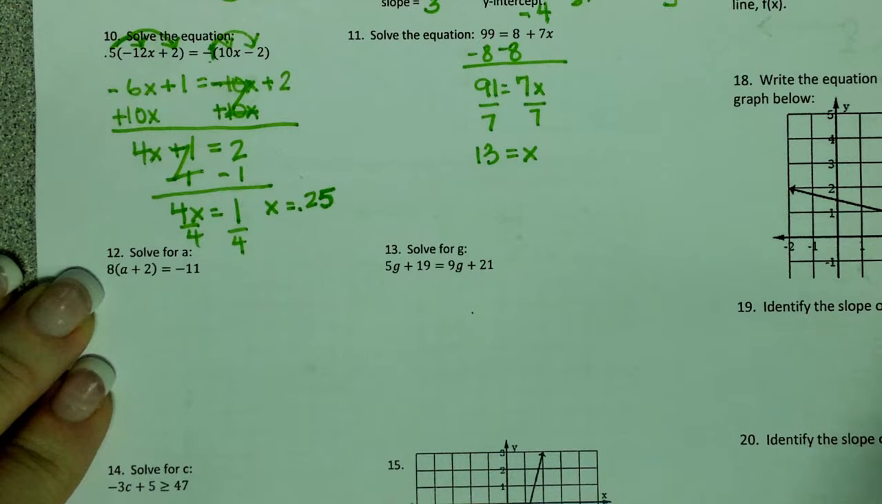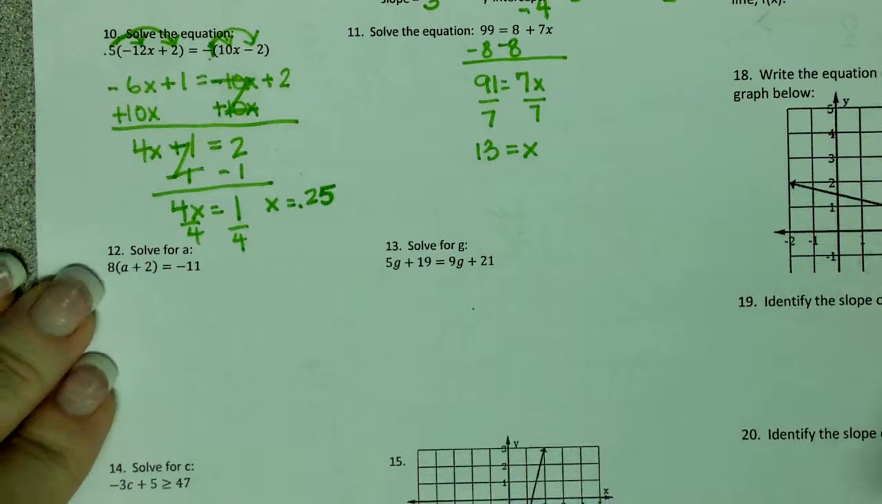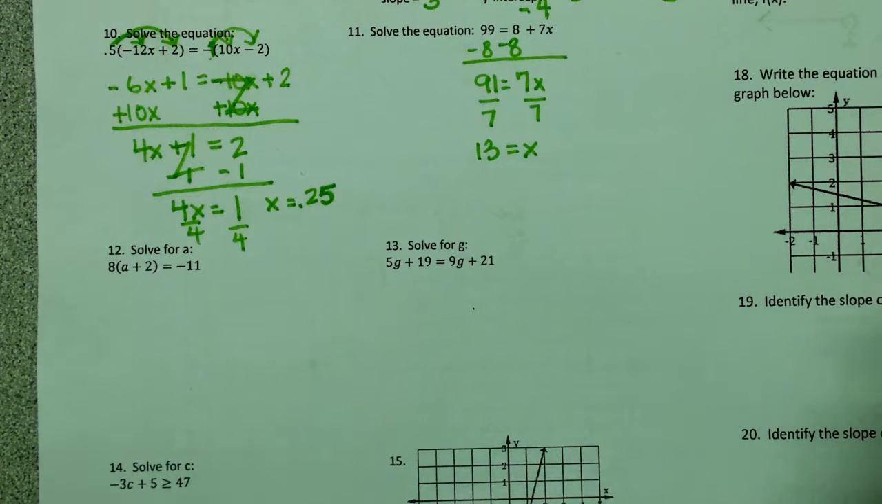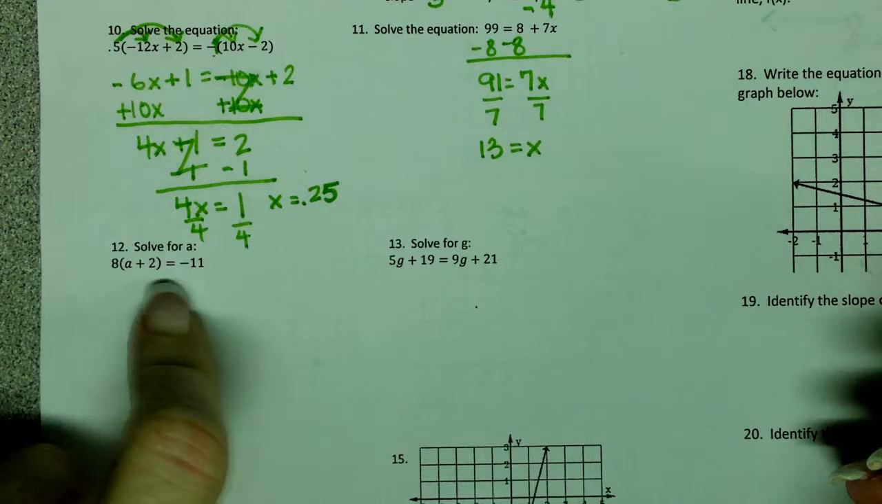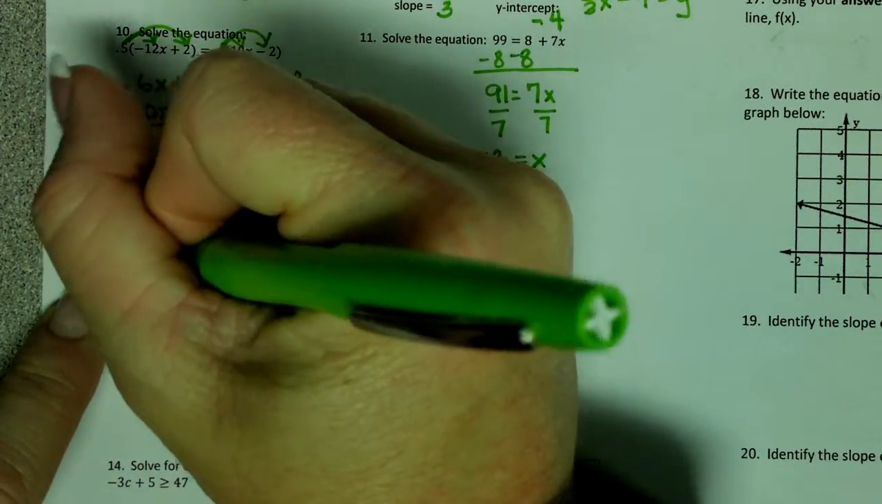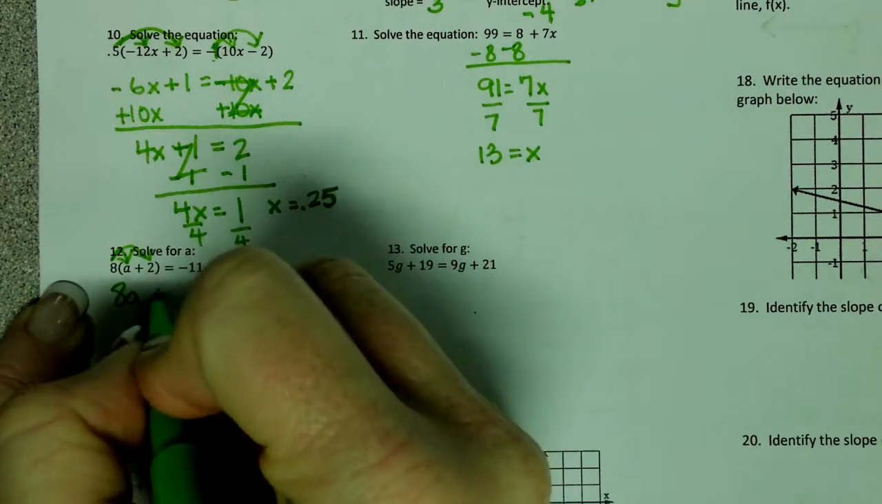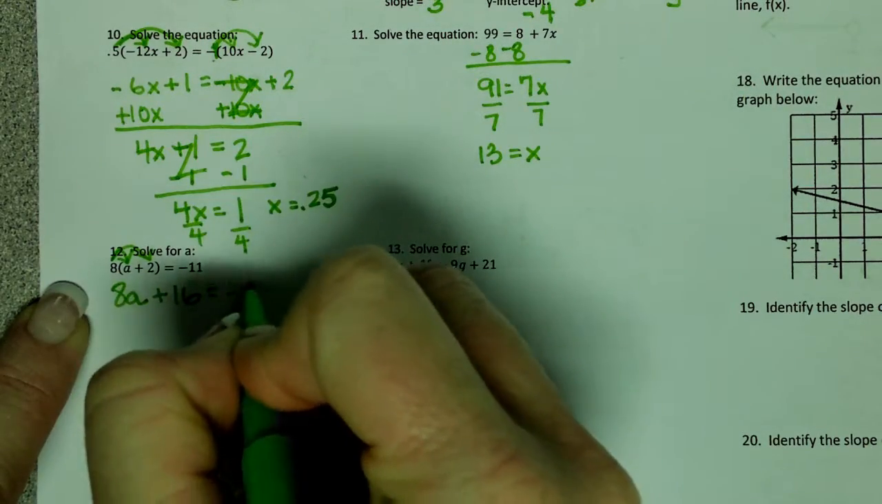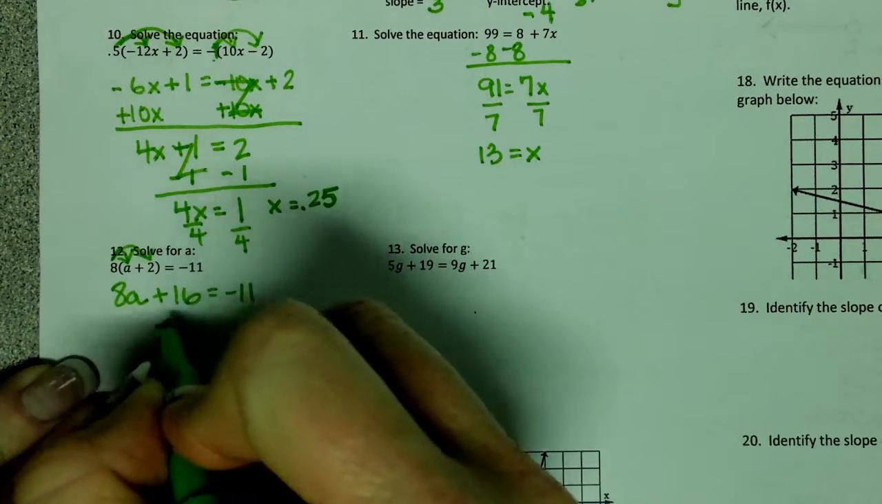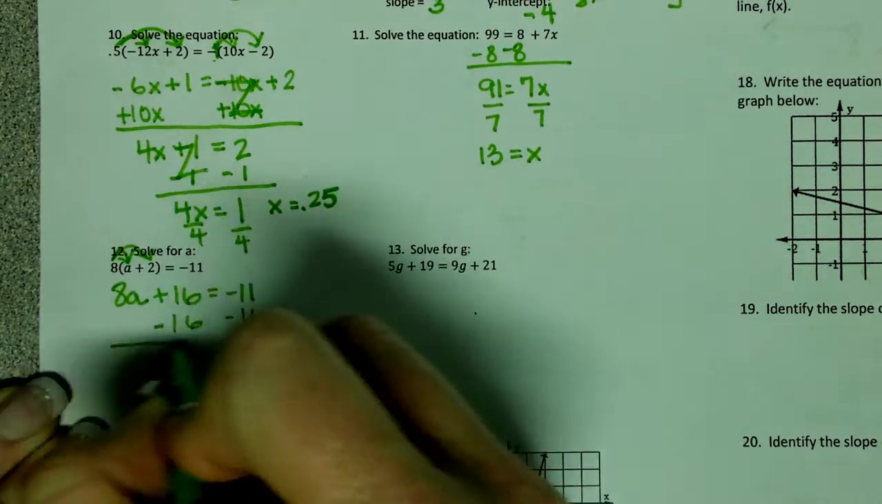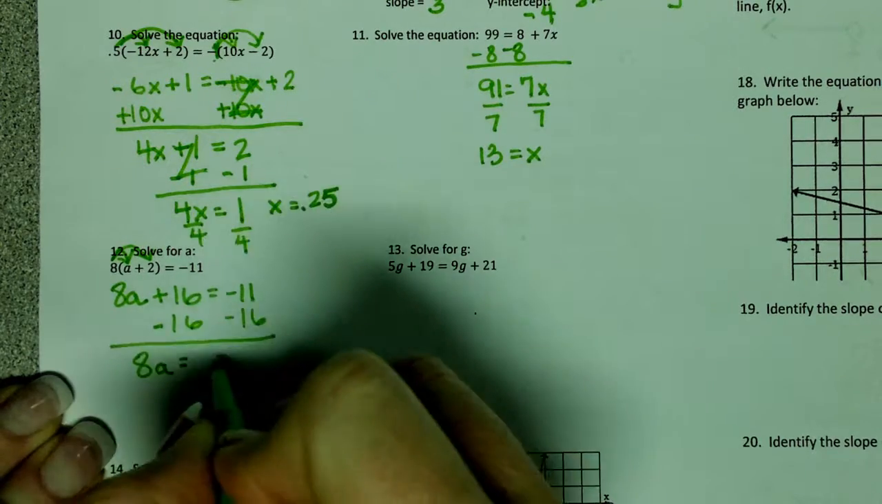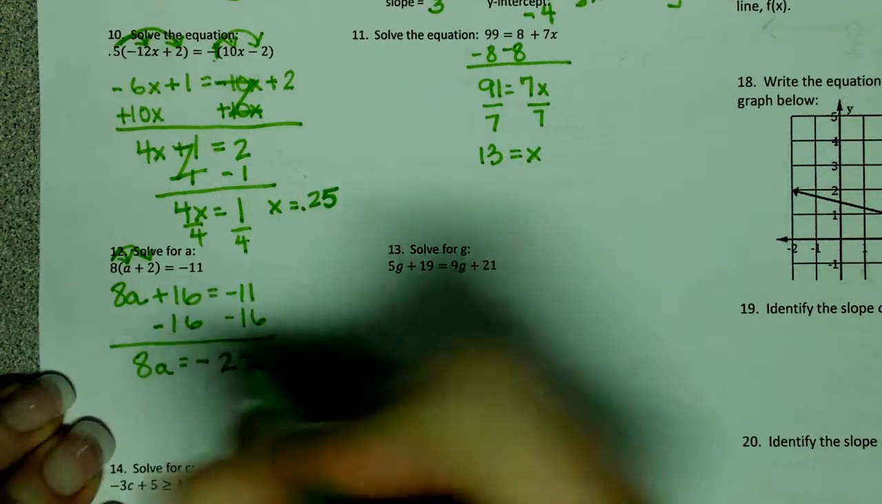Okay, so Nehemiah, what's the first thing we're going to get rid of here to solve for A on number 12? Please say the parentheses. Yes, thank you, Nehemiah. We're going to get rid of the parentheses by distributing the 8 to everything that's inside the parentheses, right? So 8 times A gives me 8A, and 8 times 2 gives me 16. Now we're going to subtract 16 from both sides. We have 8A equals -27.